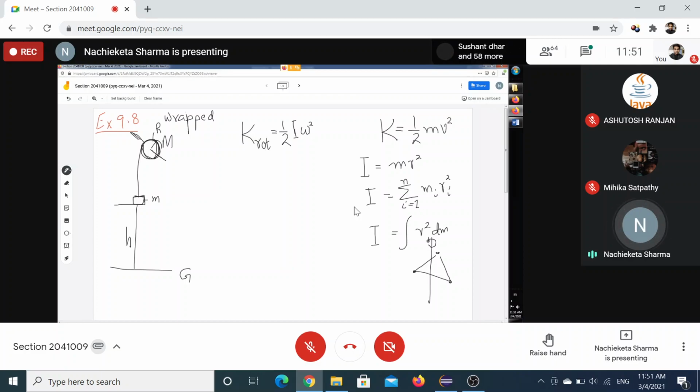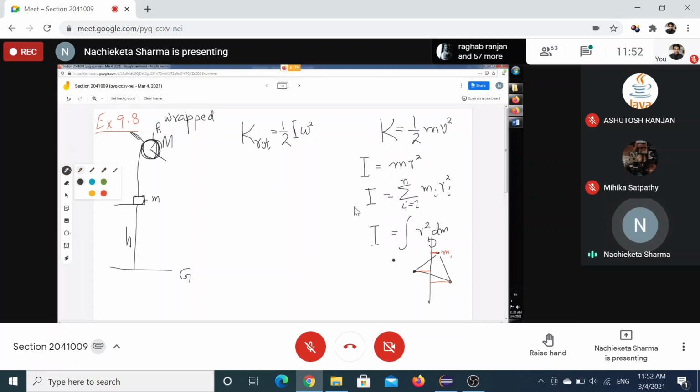And if you want to find out the moment of inertia, what are you going to do? You have to find out this perpendicular distance, this perpendicular distance, this perpendicular distance. You know the mass, that is m1. Now you know r1. So m1 r1 square plus m2 r2 square plus m3 r3 square will give you the total moment of inertia of this body when it is rotating about this fixed axis in an anti-clockwise direction.